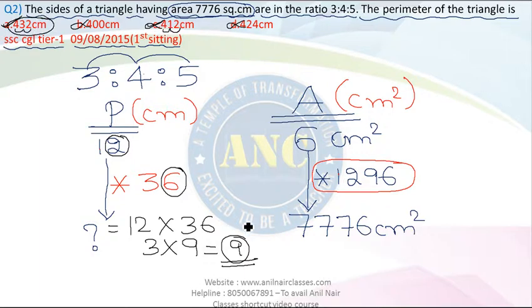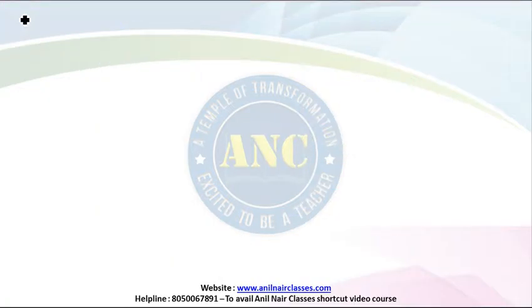Or you can easily multiply, right sir? 36 into 10 is 360. 36 into 2 is 72. 360 plus 72 is nothing but 432 itself. There are various ways of looking into one problem. It is completely up to an individual how you want to look at that particular simplification. I hope it is very, very clear for you people.